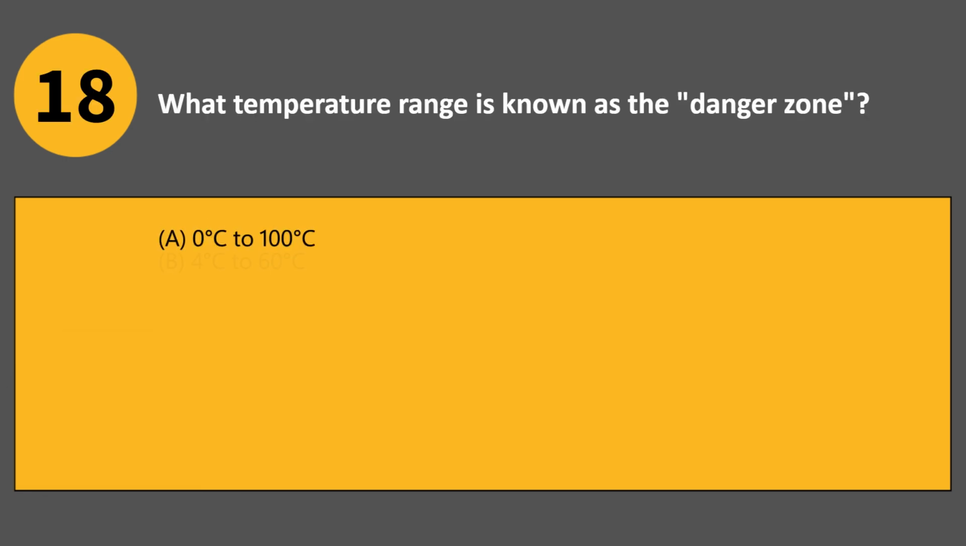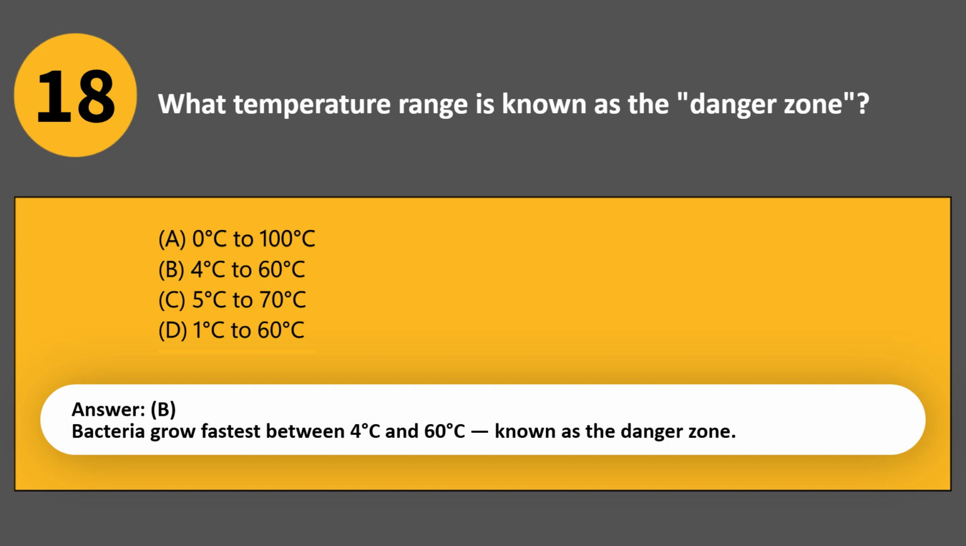What temperature range is known as the danger zone? A. 0 degrees Celsius to 100 degrees Celsius. B. 4 degrees Celsius to 60 degrees Celsius. C. 5 degrees Celsius to 70 degrees Celsius. D. 1 degree Celsius to 60 degrees Celsius. Answer, B. Bacteria grow fastest between 4 degrees Celsius and 60 degrees Celsius, known as the danger zone.